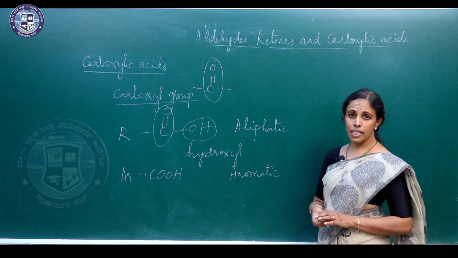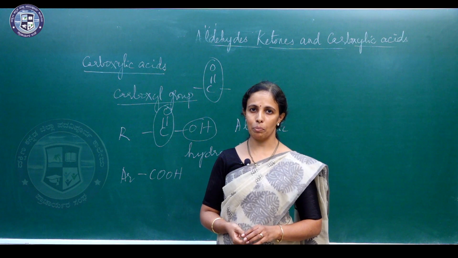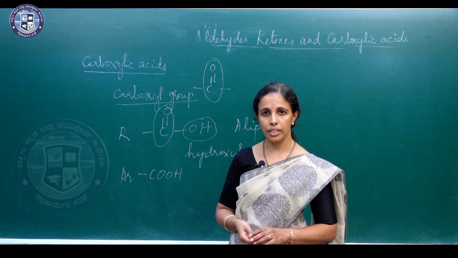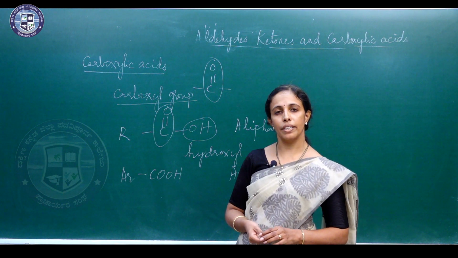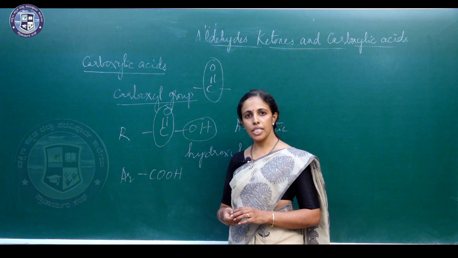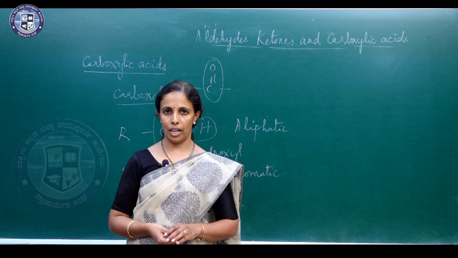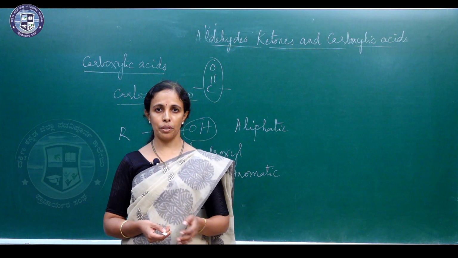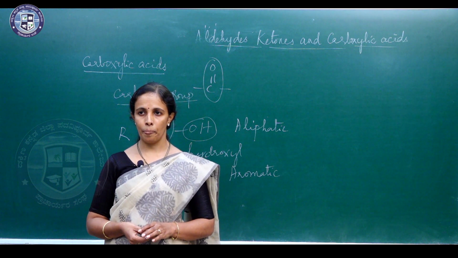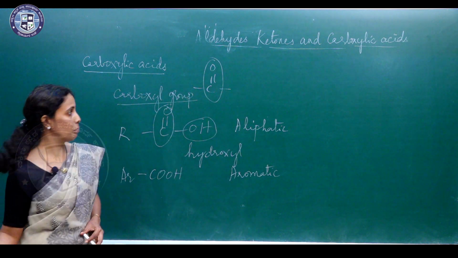Now these carboxylic acids are present in nature. Higher members of carboxylic acids having 12 to 18 carbon atoms are said to be fatty acids, and these are present in natural fats as the ester of glycerol. These carboxylic acids are also used in the preparation of many other organic compounds like anhydrides, acid chlorides, esters, amides, etc. Now let us study the nomenclature of carboxylic acids.